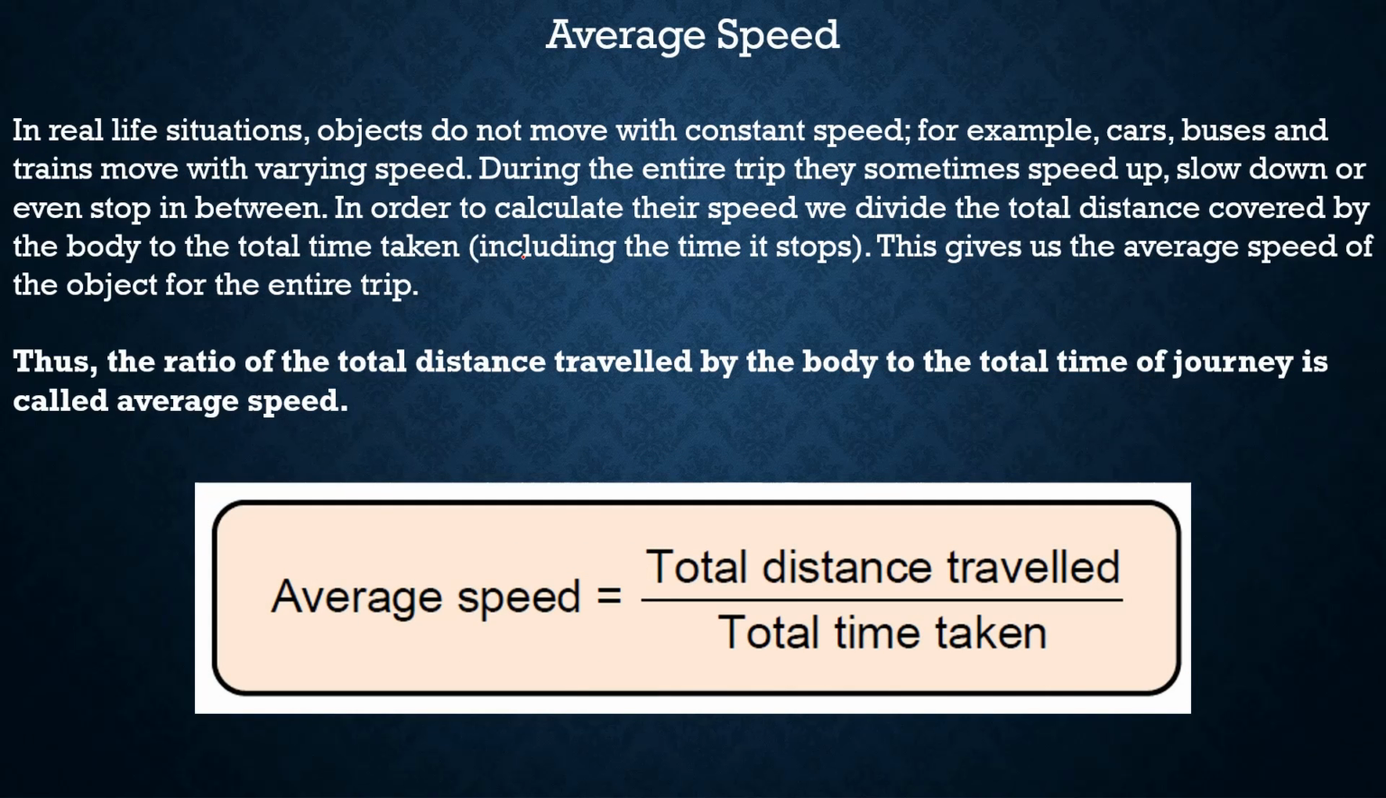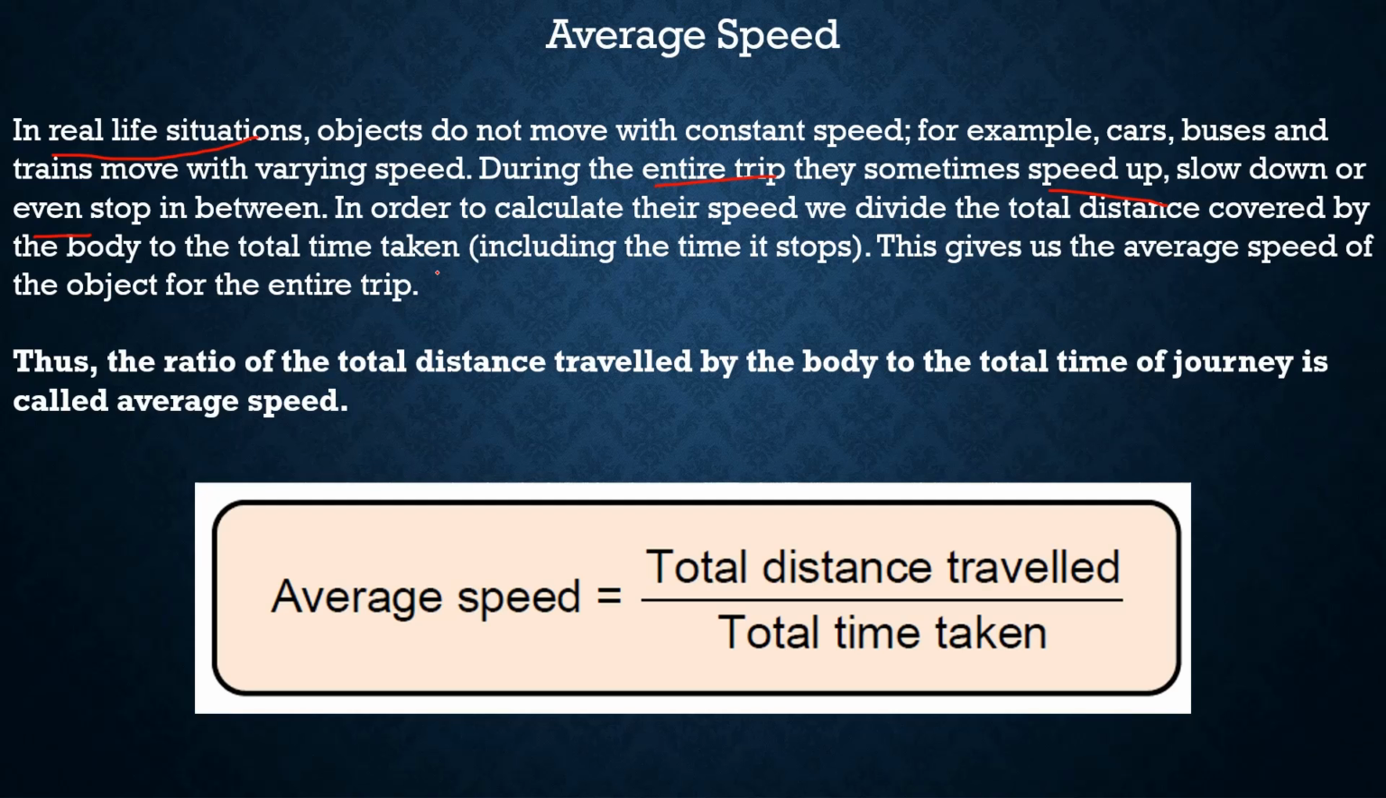It is the same, only somewhat different. So again, that example only we're going to take. As we saw, in real life situations objects do not move with a constant speed. Cars, buses, trains will stop in between, like the school bus. It will be going, but when it has to halt to pick you up, it will stop. So during the full journey, it may speed up, slow down, or even stop, as I gave the example of the bus.